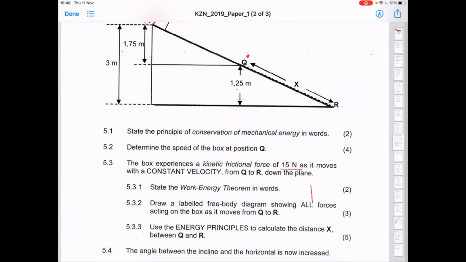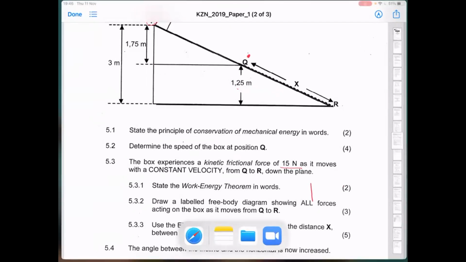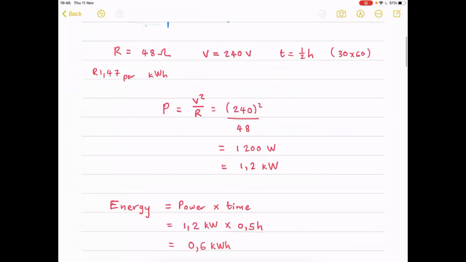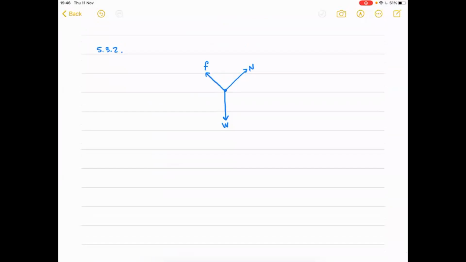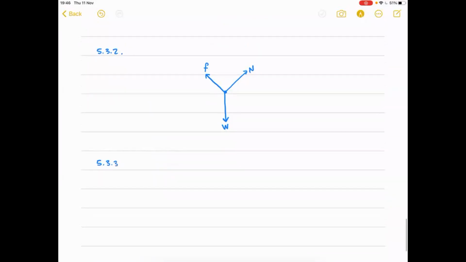So we're just going to use the work energy theorem. Okay, so let's find the distance x between Q and R. We always start by writing out our equation, right? And the equation is that the net work is equal to the change in the kinetic energy. Because the speed's not changing, the net work is equal to 0.